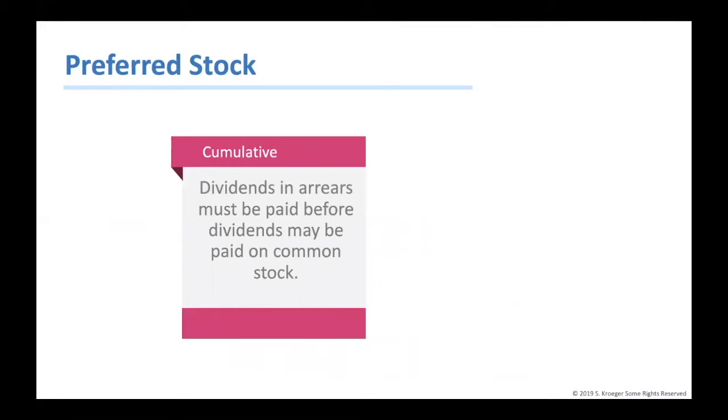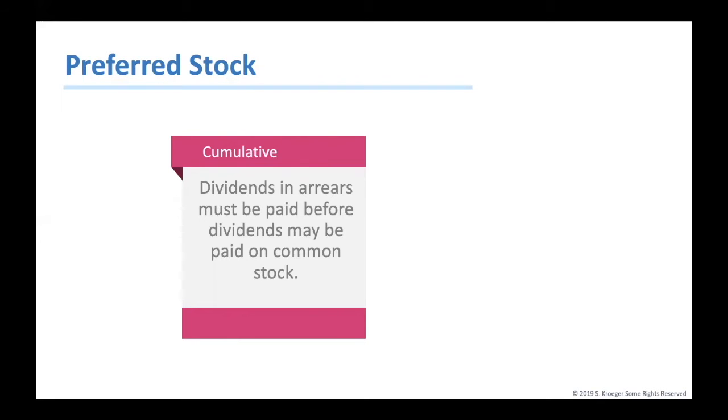Preferred stockholders are allocated their dividends before any dividends are allocated to common stockholders. Preferred stock can be cumulative or non-cumulative. Cumulative preferred shareholders have a right to be paid both the current year and all prior periods of unpaid dividends before any dividend is paid to common stockholders. These unpaid dividends are referred to as dividends in arrears. Most preferred stock carries a cumulative dividend right.